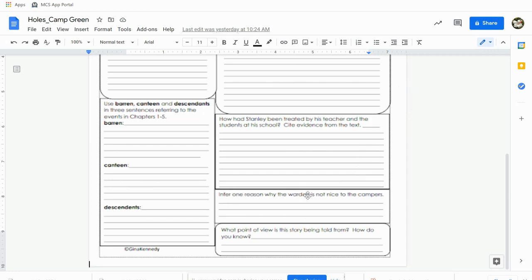And it does have here, infer one reason why the warden is not nice to the campers. What point of view is this story being told from? How do you know? So an open-ended question where the student truly has to think within themselves. Why would you be giving this response? Why does the character feel this way? Why would the author have the character feel this way? And what is the point of providing that or having that in the text? What does that carry over into the following chapters and the rest of the book to come?